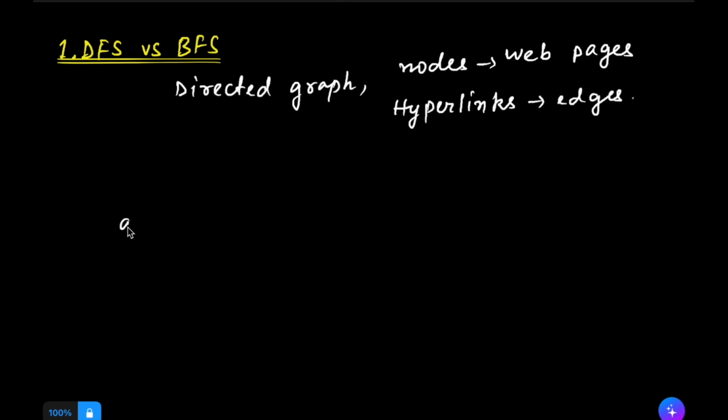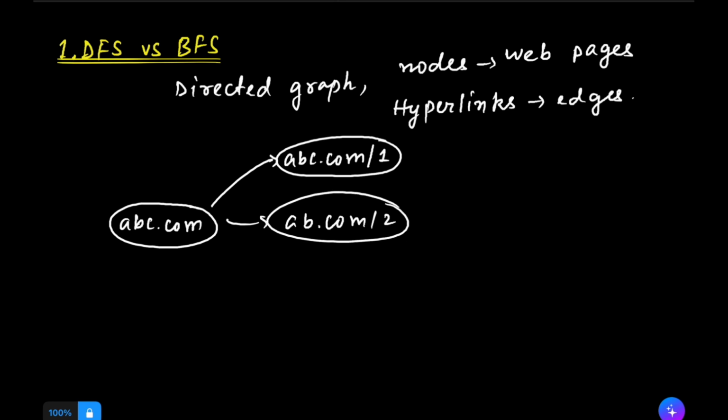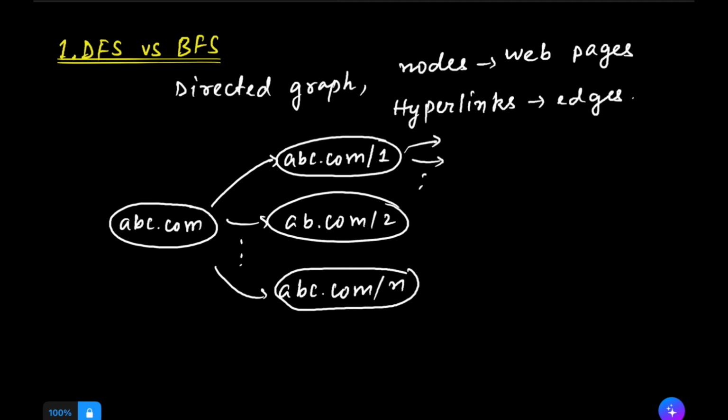Let's say I have a website abc.com and there are multiple hyperlinks in that web page, like it goes to 1 and goes to 2 and like that. There may be more hyperlinks present in the abc.com web page, and it again correspondingly goes to some abc.com/1/1, and like that it carries on recursively. Okay, so now we know this looks like a directed graph.